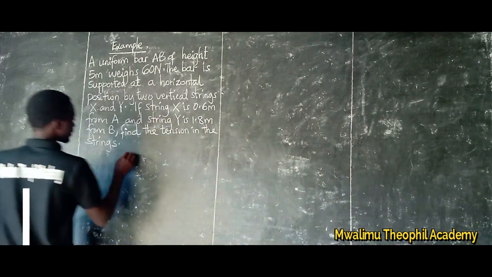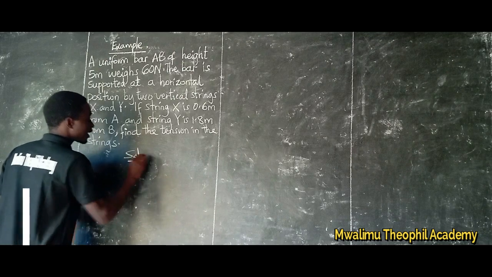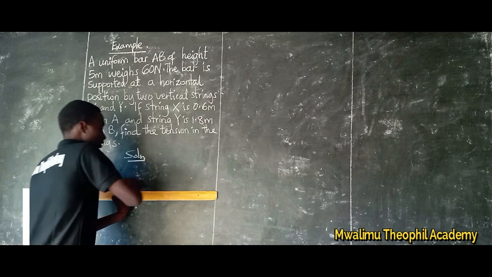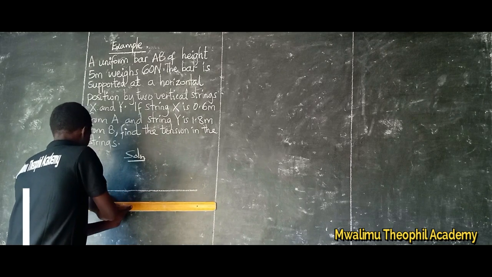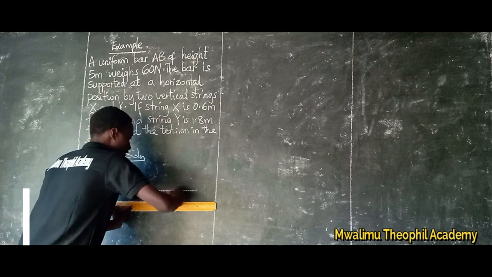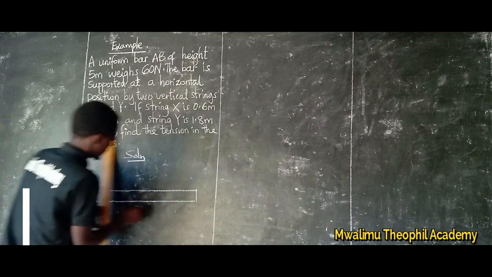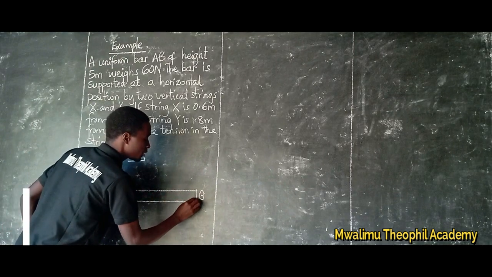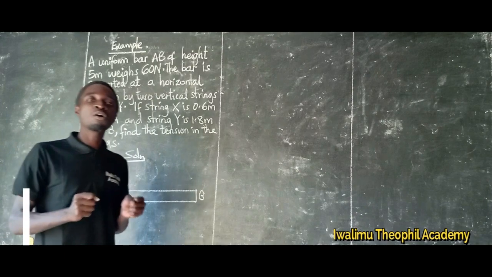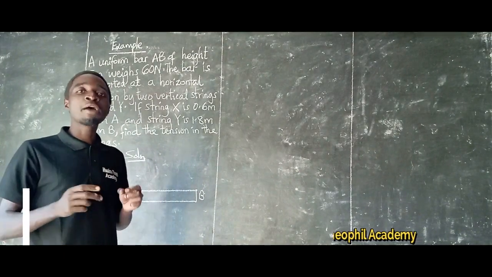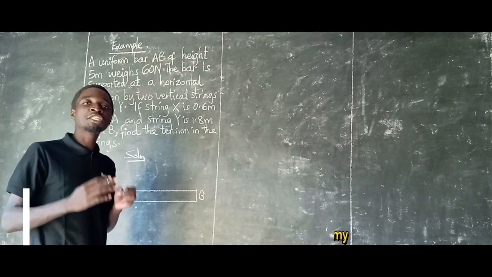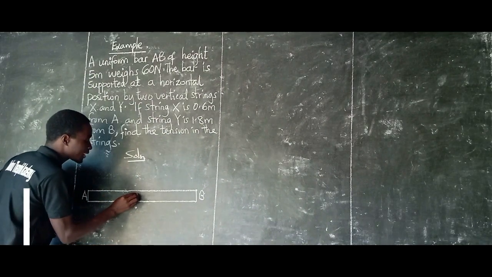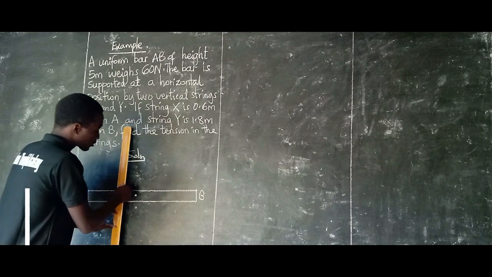First of all, let us see the solution for this question by starting with the diagram of this bar AB. Bar AB, it is said that it is uniform, meaning that it has equal magnitude at each point. Now, let us see the way it will look like. We have one end A and another end B, and we are told that the weight of this bar is 60 newton. When you are given the weight of a body which is uniform, it means that that weight should act at its center. So from the center is where the weight of this bar acts.